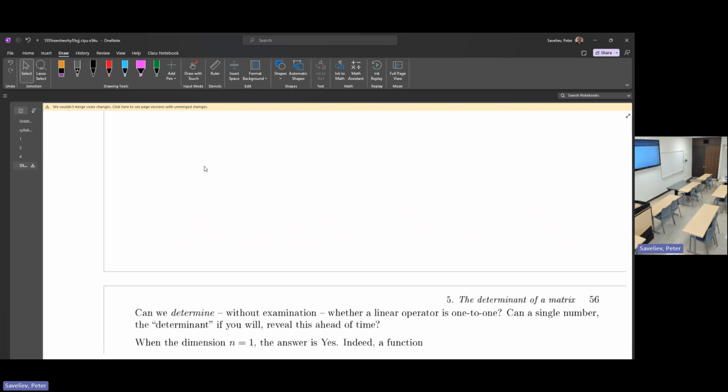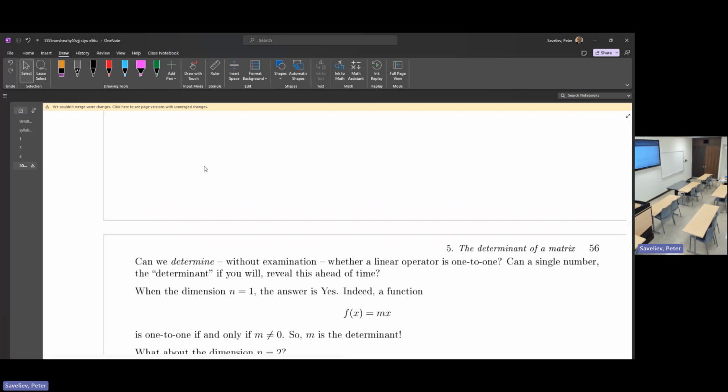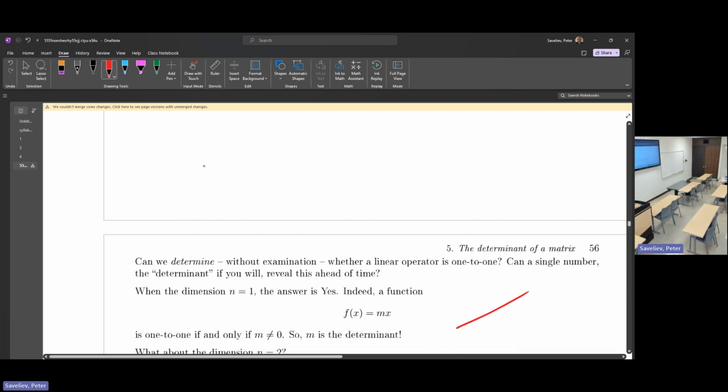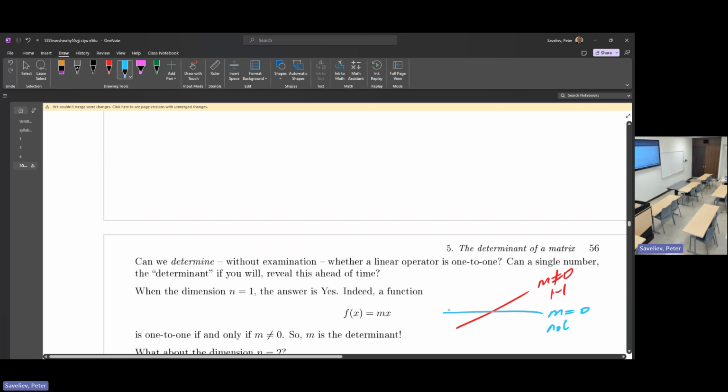One single number, and we call it the determinant, and we jump straight to dimension one, when the answer is very simple because the function is mx. There's only one linear function, mx, multiplication by a number. And then m is the determinant. So whenever m is not equal to 0, this function is invertible, and so it is one-to-one. The only exception is m equal to 0, and then it is not one-to-one. Okay, so that's the whole story in dimension 1.